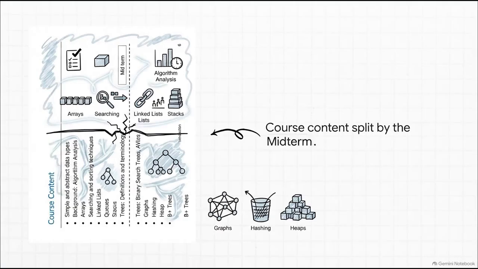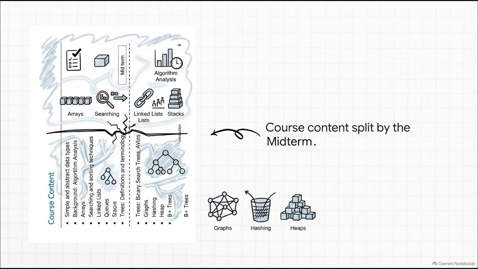Section 3. The course roadmap. Let's take a quick look at how the semester breaks down. The curriculum is sharply divided right at the midterm. For the first half, you are responsible for simple and abstract data types, some background on algorithm analysis, and linear structures. So we're talking standard arrays, searching and sorting, linked lists, queues, and stacks.